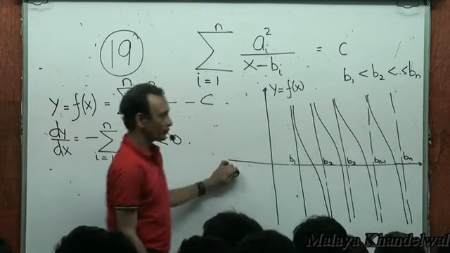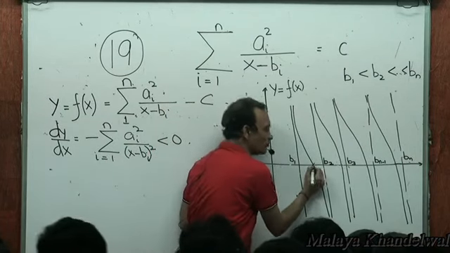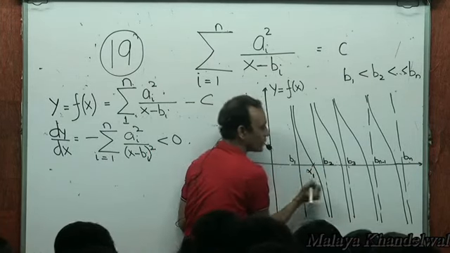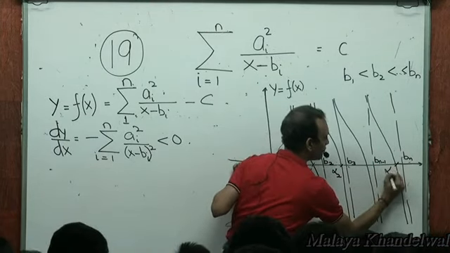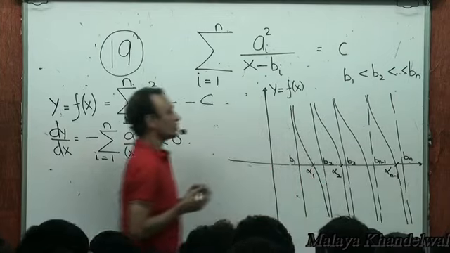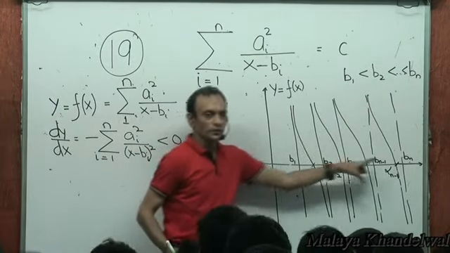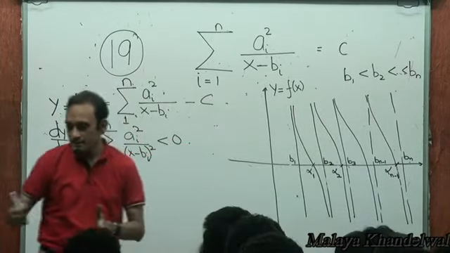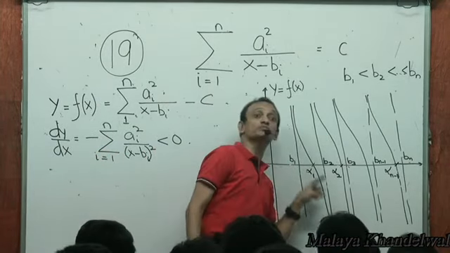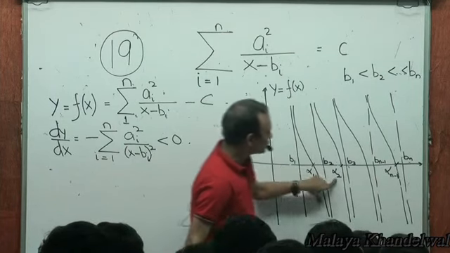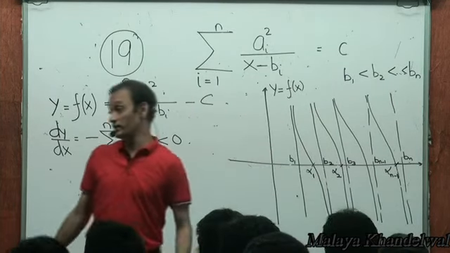Yes or no? So between every two consecutive bi's, there is a root alpha. So alpha 1, alpha 2, up to alpha n minus 1. Between any two consecutive bi's, there is one real root, because of the function being monotonically decreasing. So how many real roots are there? N minus 1 real roots.